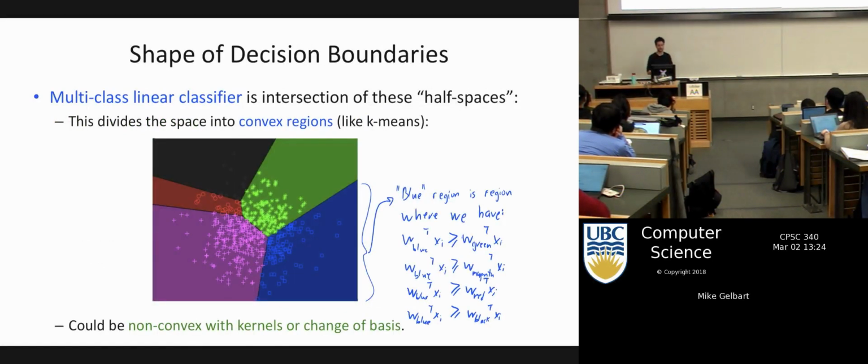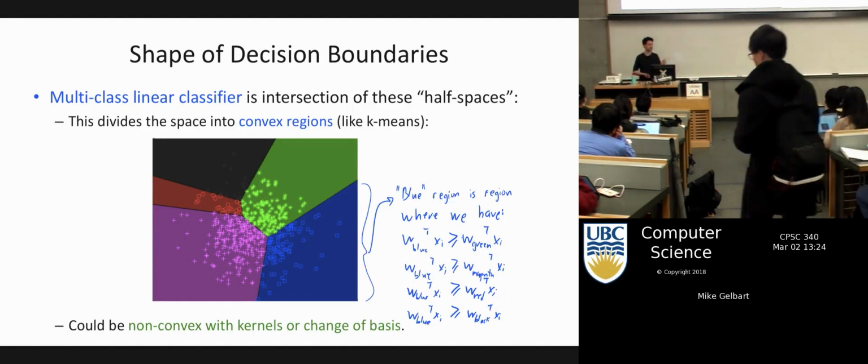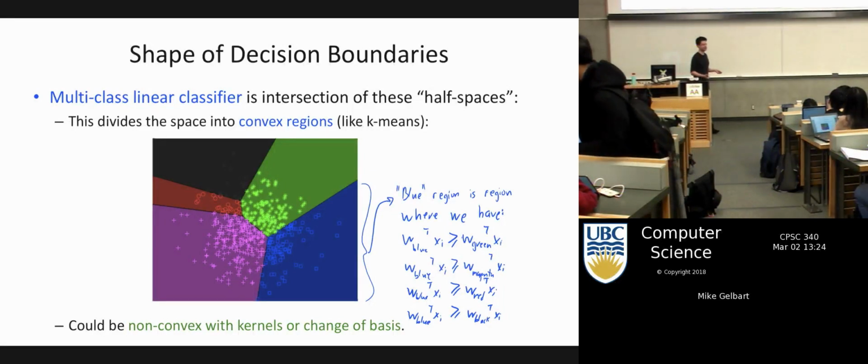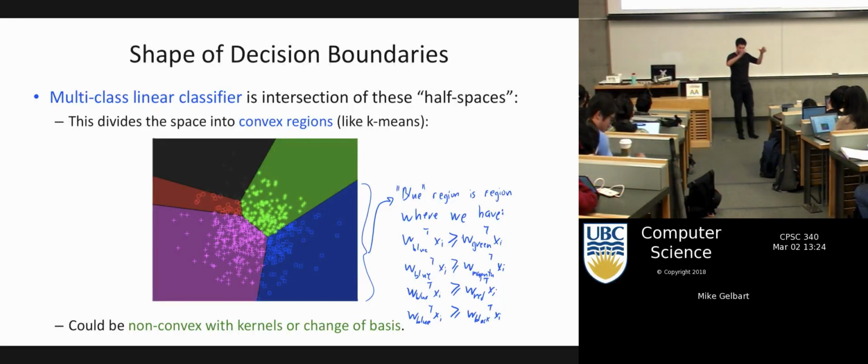Here is what these boundaries look like. Before, we had boundaries that were just a hyperplane cutting things in two. Now we have, in a way, a whole bunch of hyperplanes. We look at each point to see which one is biggest, and then we color in the region. So as the slide says, the blue region is the case where W blue transpose X is bigger than that same thing for all the other colors.